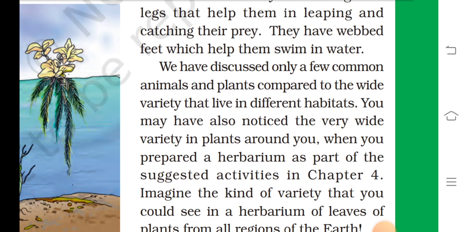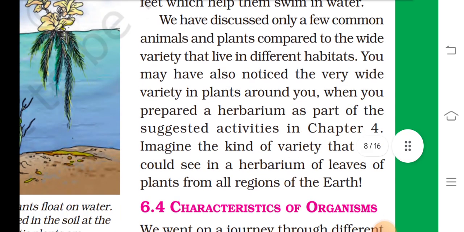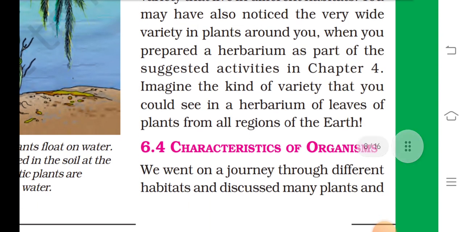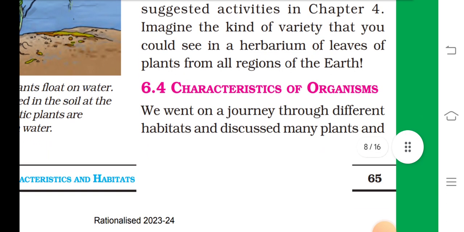We have discussed only a few common animals and plants compared to the wide variety that lives in different habitats. You may have also noticed the very wide variety in plants around you. When you prepared a herbarium as a part of the suggested activity in chapter 4, imagine the kind of variety that you could see in a herbarium of leaves of plants from all regions of the earth.